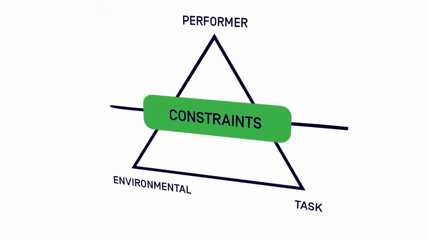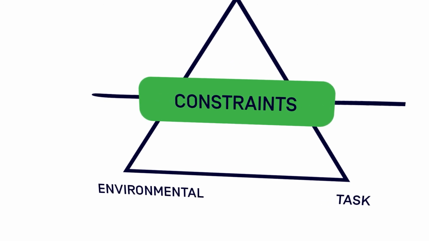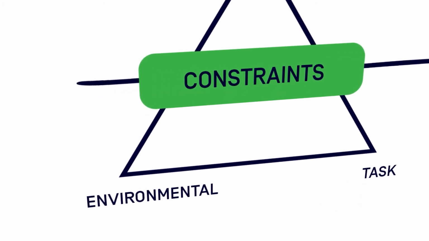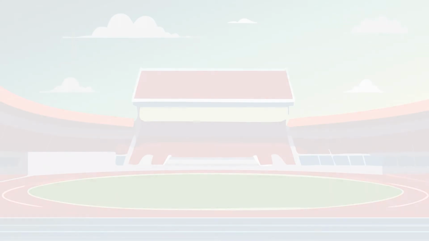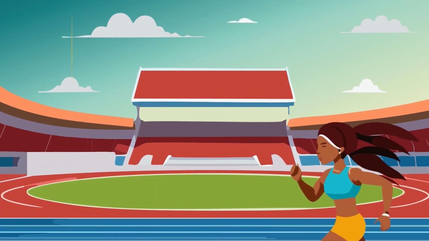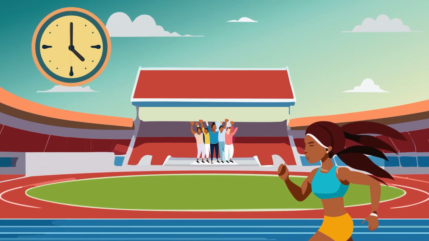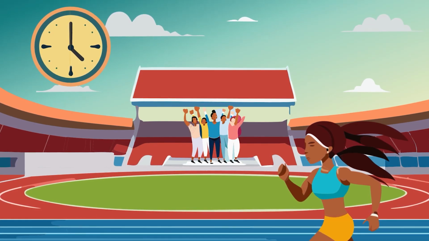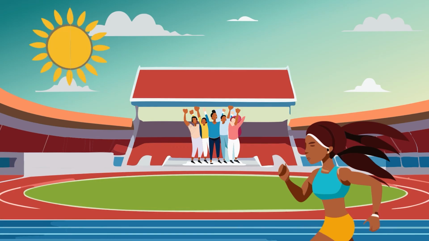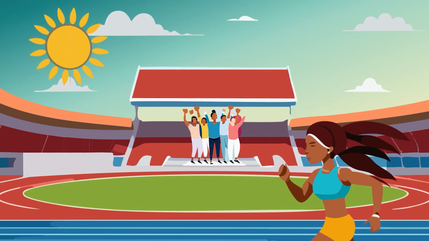With environmental constraints, often this can be as simple as making the training environment as close as possible to what happens during competition. The coach could schedule training for the same time as the weekend match, invite spectators along to make noise and create similar competition atmosphere, or even have participants train during different types of weather.